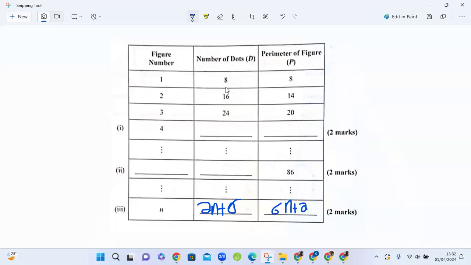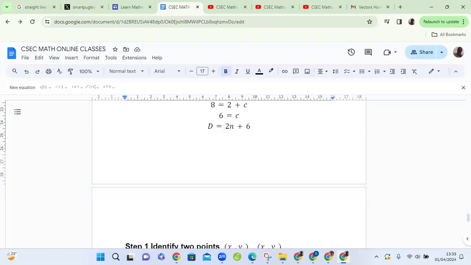Just by looking at this, it's supposed to be increasing by 4. No, it's increasing by how much? By 8. So that's supposed to be 32. 8, 16, 24, 32. So something is wrong in our calculations.